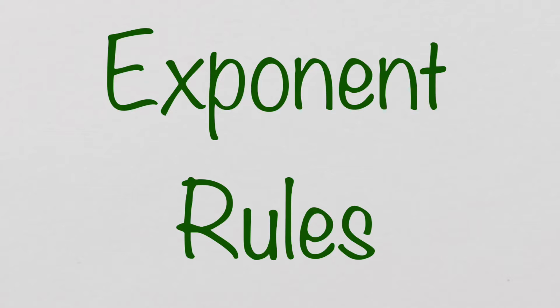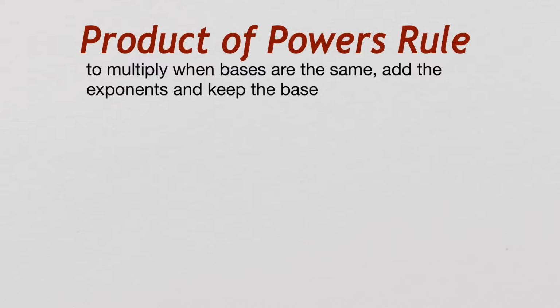I want to give you a quick recap of exponent rules for you to use this week. Here you go. First, we have the product of powers rule. So that's when you're multiplying bases that are the same. You're going to add the exponents and keep the base. So something like 3 to the 4th times 3 to the 5th. That's just going to equal 3 to the 9th. We keep the 3 as the base, and then we add 4 and 5 together.